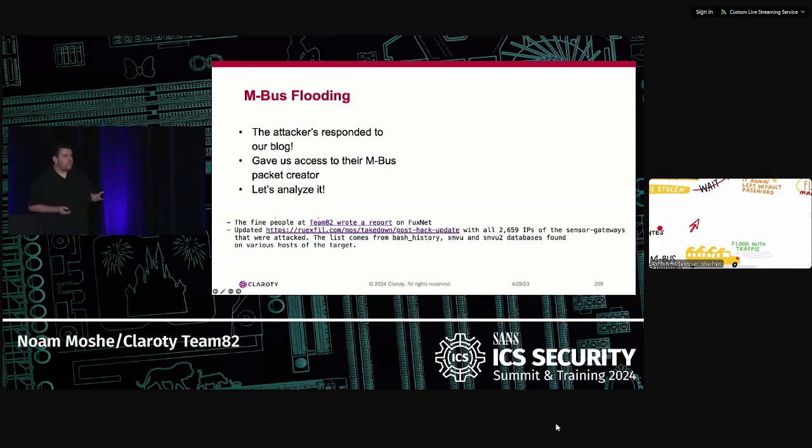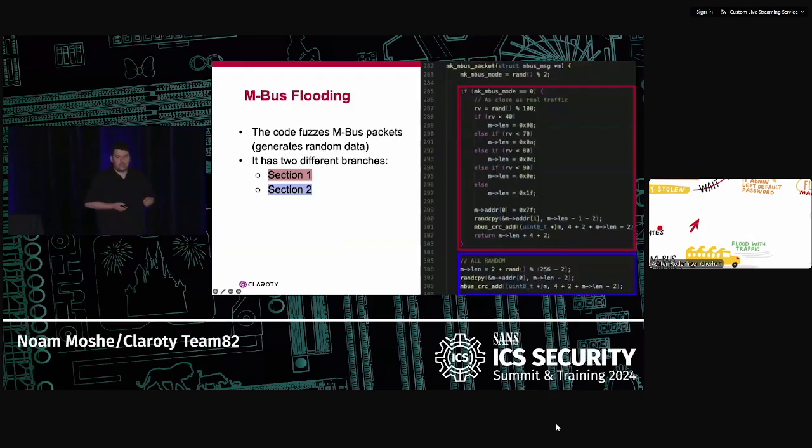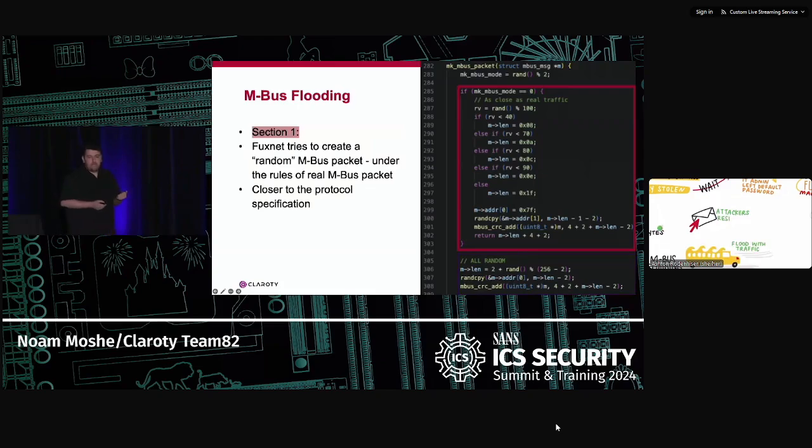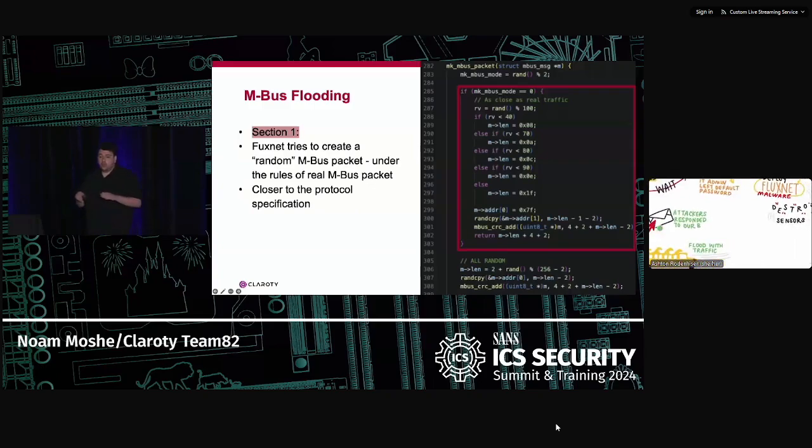So because we have access to the function, let's analyze it and see what it actually does behind the scenes. Now, this is the packet. This is the function. It is very, very short and very, very simple. And it is basically composed of two different sections, section 1 and section 2. So let's see what it does. Basically, first the function generates a random number, either 0 or 1, and then it either calls section 1 or section 2, creating the packet accordingly.